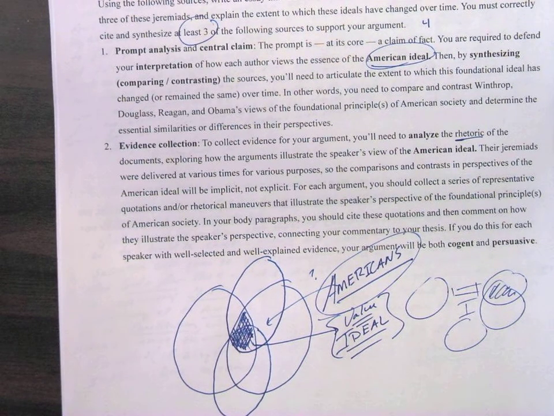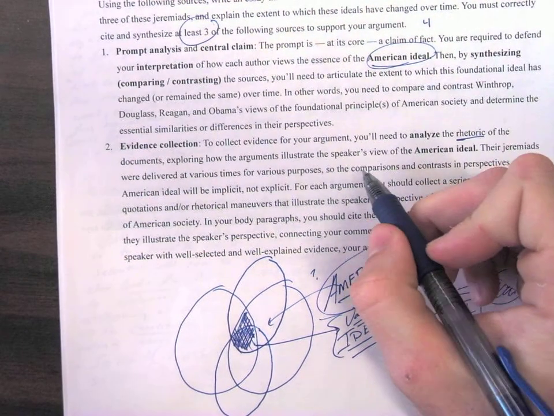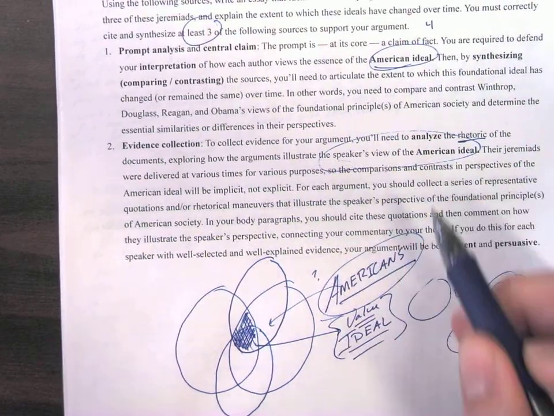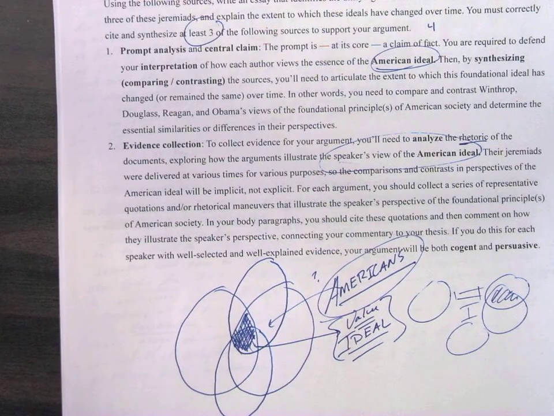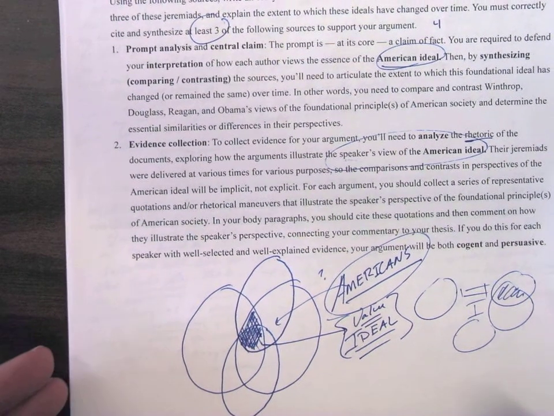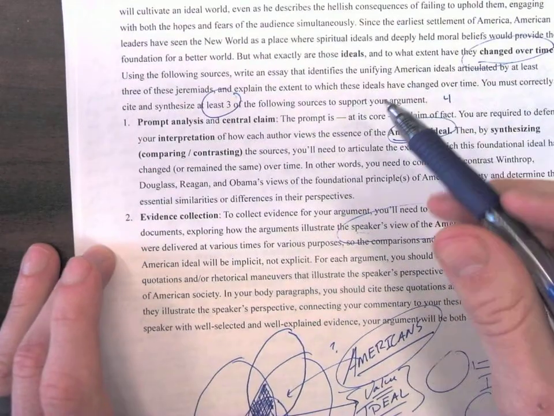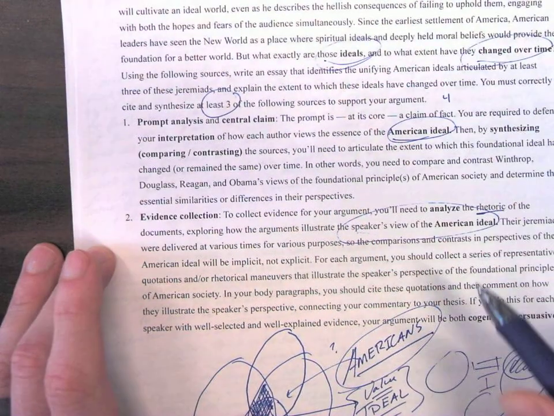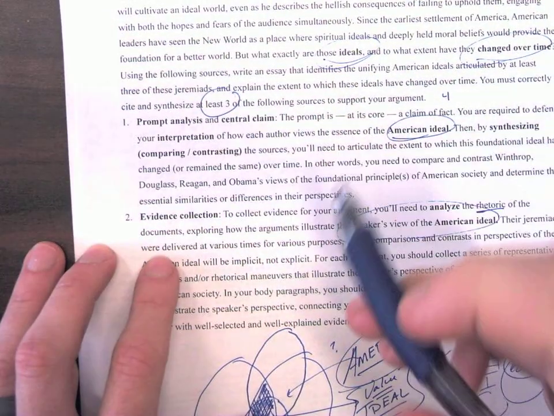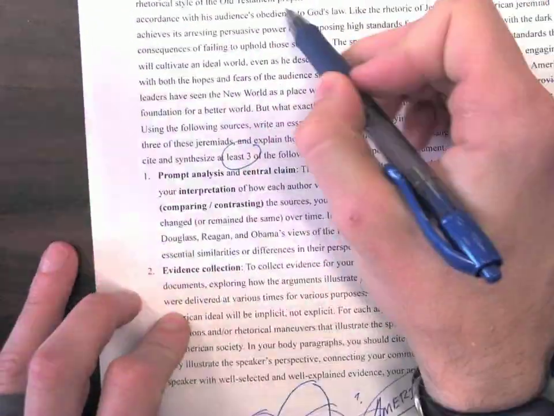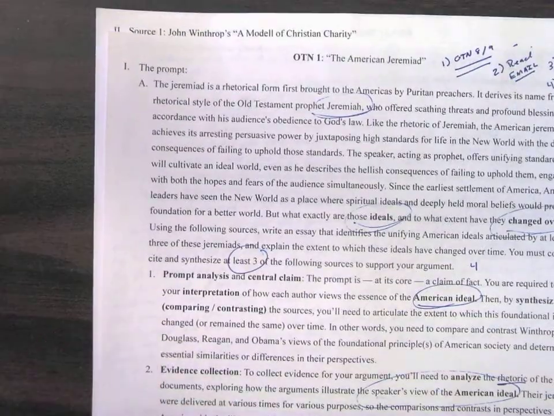Looking specifically at how the speaker illustrates their view of the American ideal implicitly. These speeches are not going to say, "Hey, this is the way that I view the American ideal." They don't say that out loud. It is implicit in the things that they view as our unifying highest values and the threats to those values articulated in their Jeremiads.